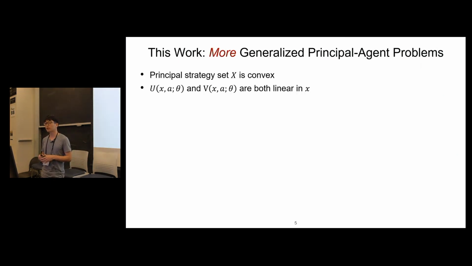What we do, because he's already coined this generalized principal, we go somewhat more general, but really just barely a little bit more general. We assume that the strategy X is a convex set. So it's not discrete, it's a convex set. And both utility functions are linear. Actually, we can go slightly more general than linear, but for the talk, it's easier to keep it linear. And that's all we did. So this is the so-called model.